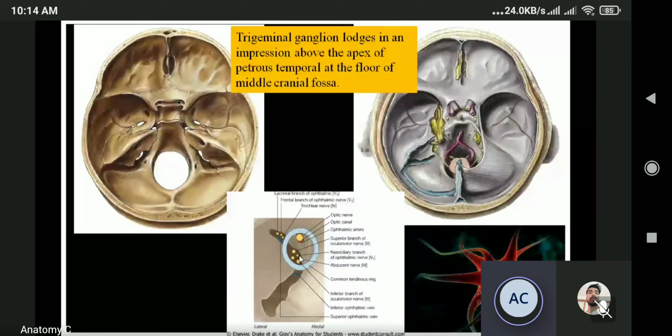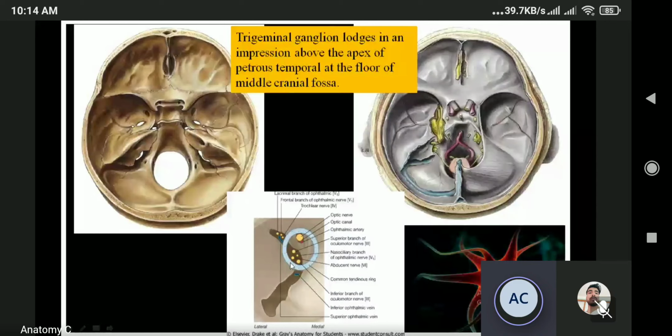Okay, it will enter through the supraorbital fissure. It will pass through the supraorbital fissure and enter into the orbit. Now, see the lacrimal. So this one is the lacrimal, this one is the frontal, which will pass through the lateral part of the supraorbital fissure. The next one, this is the nasociliary, which will pass through the intermediate part of the supraorbital fissure and finally enter into the orbit.